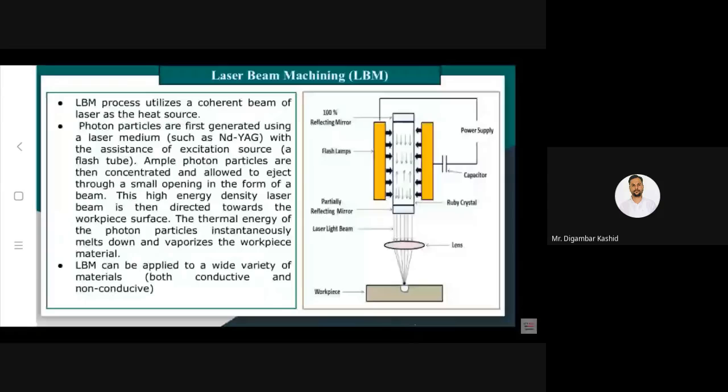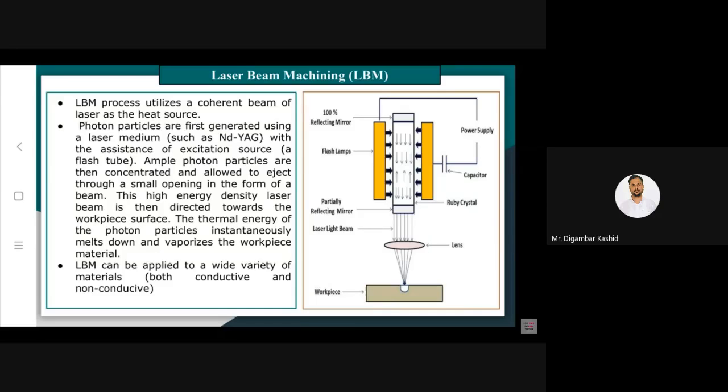LBM process utilizes a coherent beam of laser, that is photons having the same frequency, same wavelength and phase, and this beam of laser as a heat source is used for material removal purpose. And the laser, that means light amplification by stimulated emission of radiation, is basically a coherent and amplified beam of electromagnetic radiation.